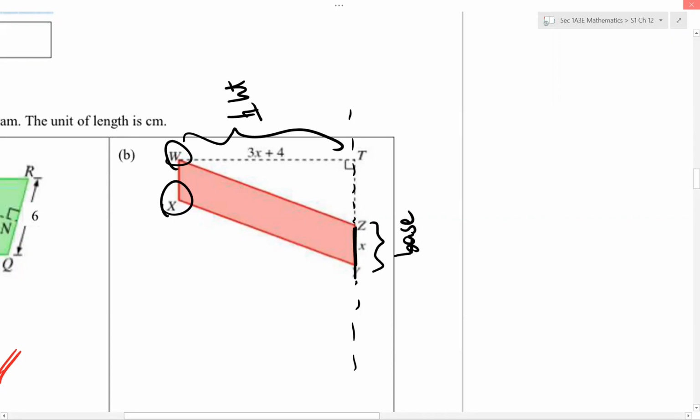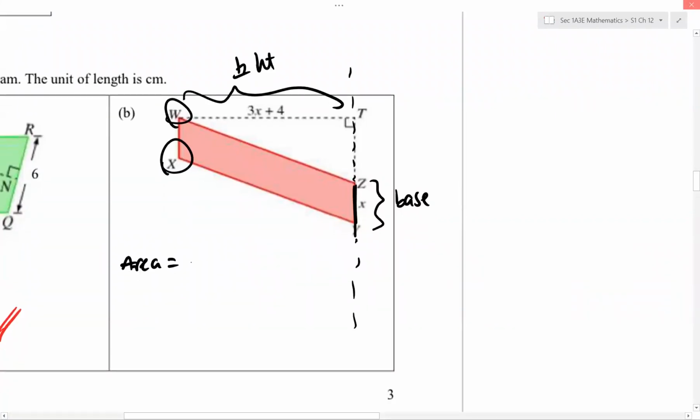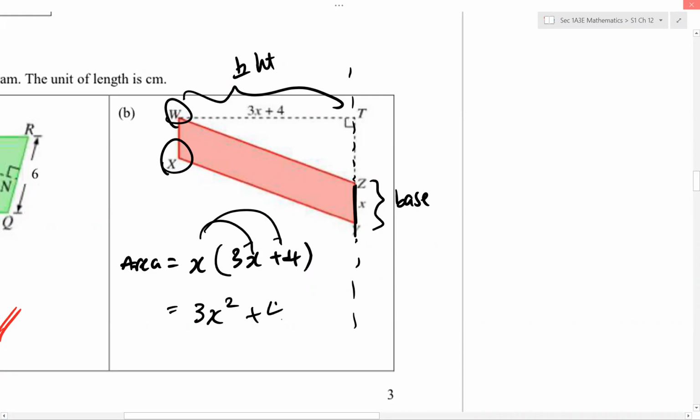It looks rotated because I rotated my paper, my laptop. So what it will look like to you is this: perpendicular height and base. With that, you can find the area again. Area. And of course, we're going to throw in some algebra here and there. Base times perpendicular height, 3x plus 4. And we can go ahead and expand. So 3x squared, next, plus 4x. And this will be in square centimeters.